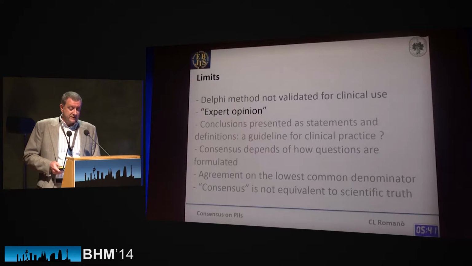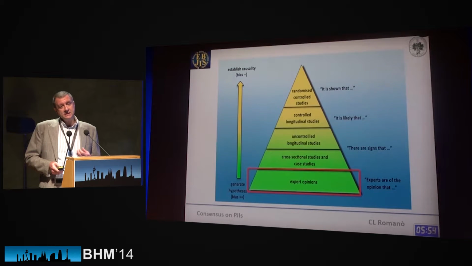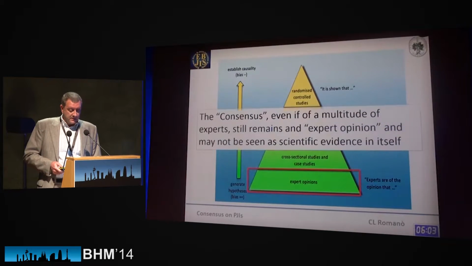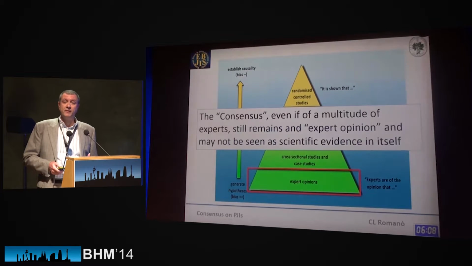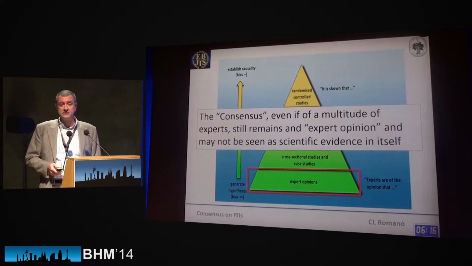The other problem with the Delphi method is that it relies on expert opinion, and we know that expert opinion is at the very bottom of the pyramid of scientific knowledge, because the intrinsic scientific value of expert opinion, since it may not be falsified easily, is very low. And even if the consensus comes from a multitude of expert opinions, it still remains an expert opinion, and it is not a scientific evidence in itself.